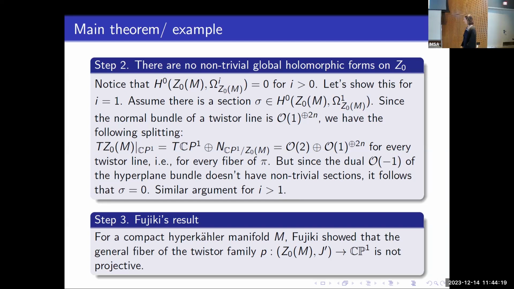So in this case, everything that occurs will be an H11. And so for a compact hyperkähler manifold, Fujiki also showed that if you take any Twistor family, so you fix the metric, then you produce a Twistor family. Then the general fiber of any Twistor family is not projective. So the general fiber is Kähler, but not projective.